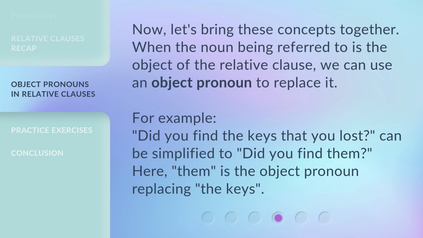Now, let's bring these concepts together. When the noun being referred to is the object of the relative clause, we can use an object pronoun to replace it. For example, did you find the keys that you lost? Can be simplified to, did you find them? Here, them is the object pronoun replacing the keys.